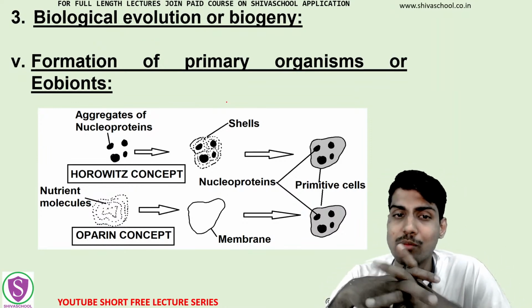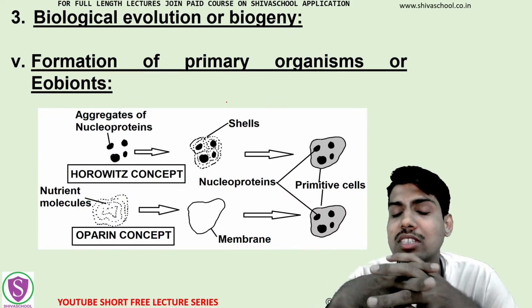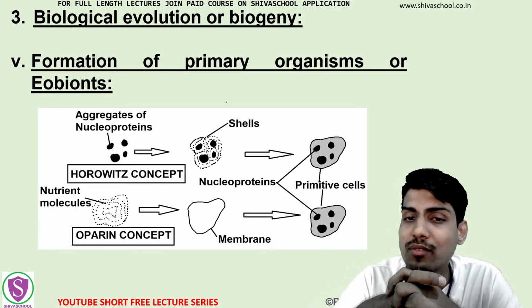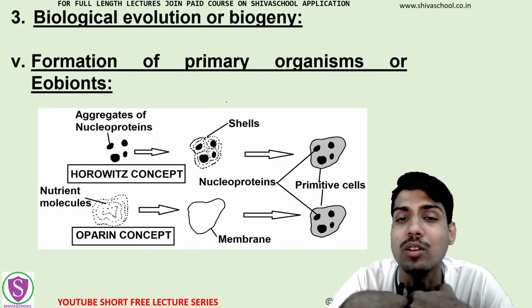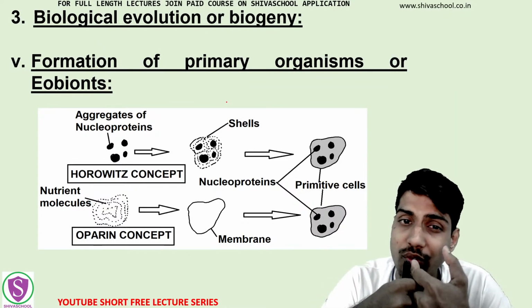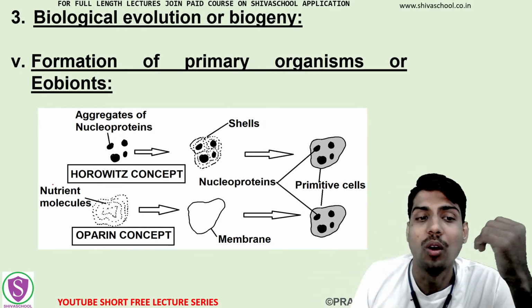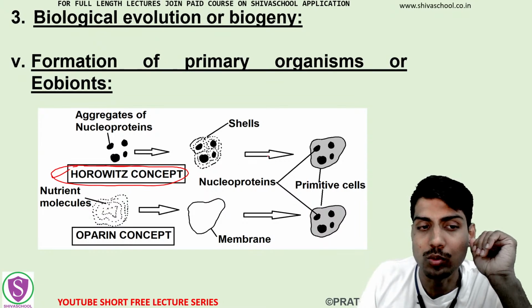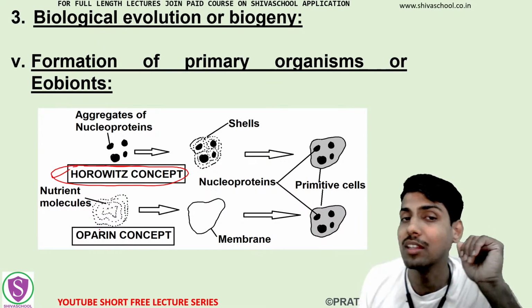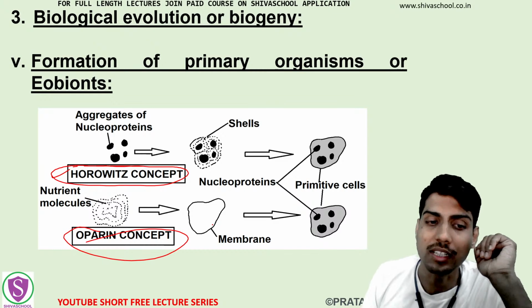So formation of these organisms or whatever these eobionts are, ये organism कैसे form हुए, इसके लिए two theories हैं. There are two theories to explain how these organisms are formed. First theory is the Horowitz theory. पहला जो scientist है Horowitz, उसने concept दिया, first Horowitz concept. Second is the Oparin concept. What is the difference between the two?